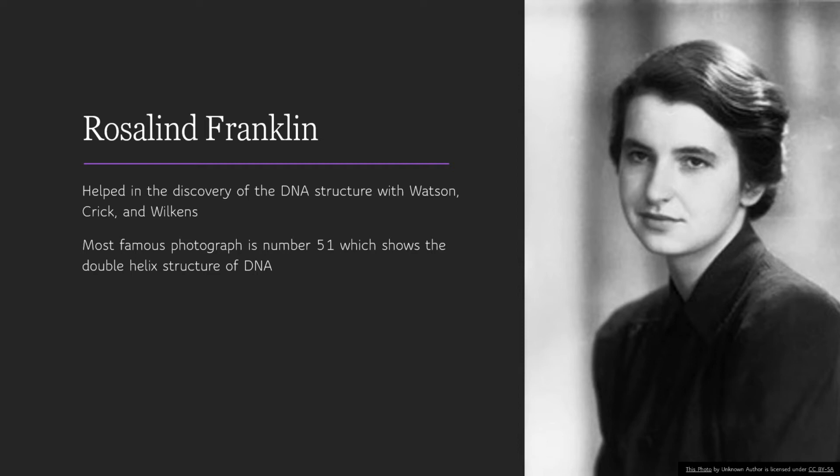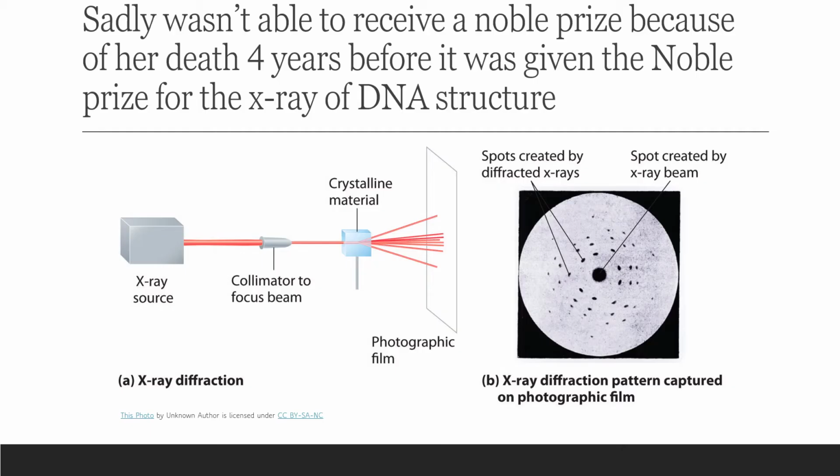Rosalind Franklin is someone who helped them find the structure, and she was well known for her X-ray crystallography, and the most well known of her pictures was number 51 because it was the one that clearly showed the double helix structure of DNA. But sadly, she was not able to get the Nobel Prize because she died 4 years before Watson and Crick were given the Nobel Prize.